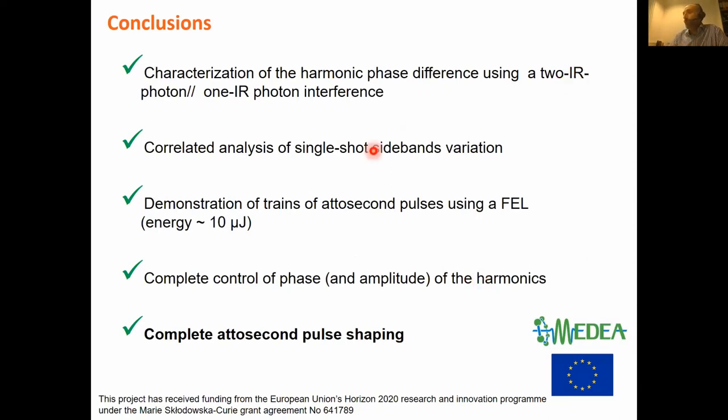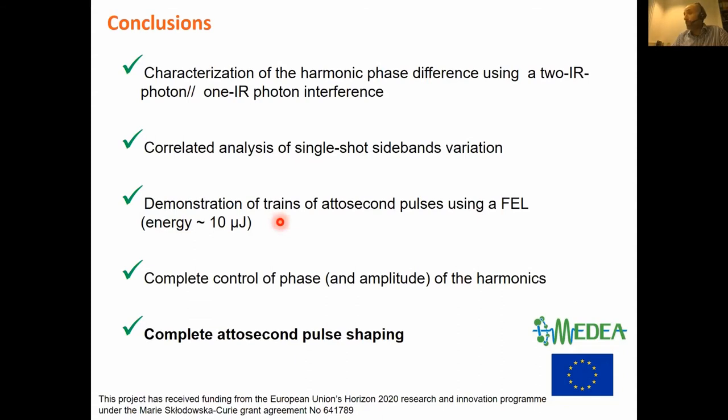The key point is that we can overcome the lack of synchronization using a correlation analysis. And using this correlation analysis, I think in the future it will be possible to repeat all experiments that we are doing in our attosecond community also at free electron lasers, without the need to have a perfectly synchronized infrared laser.